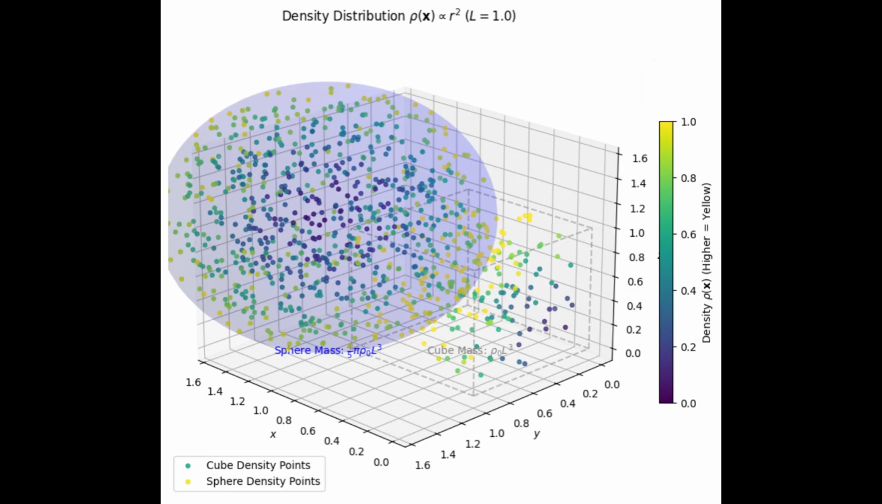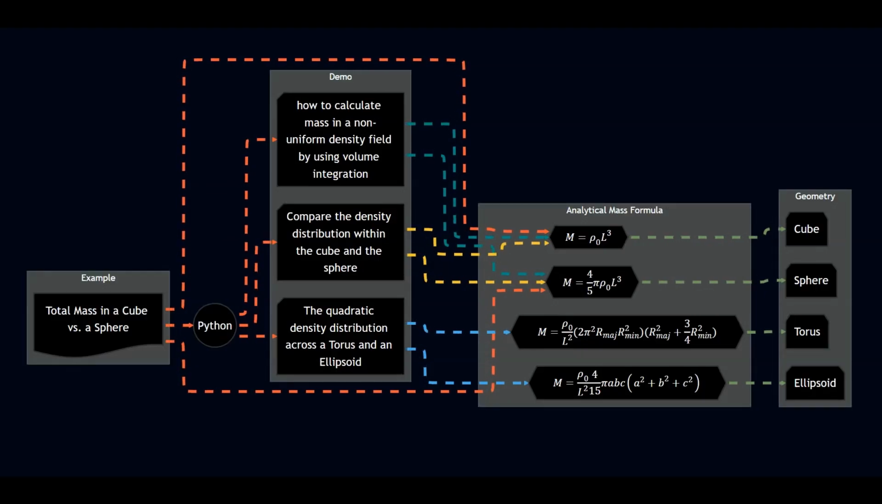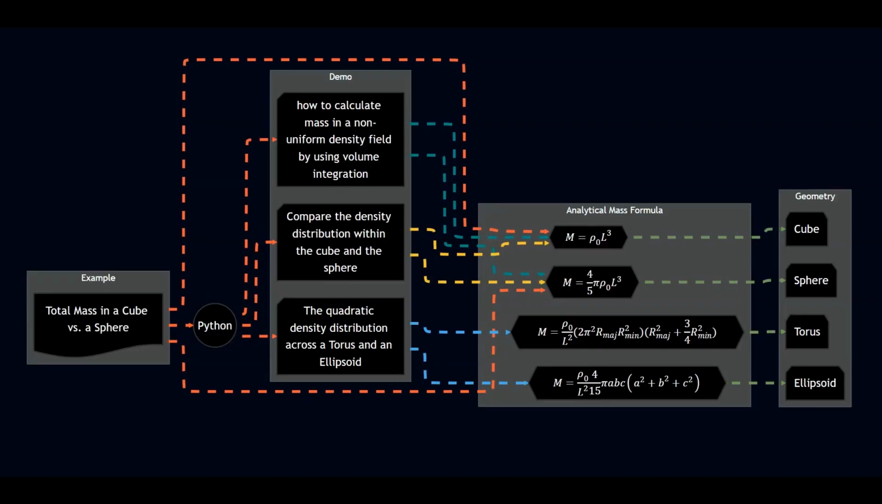Density glow. As the points move further out and the density increases, the colors transition into bright greens and yellows. In a side-by-side demonstration, you would see the cube glowing brightly at its furthest corners, while the sphere would appear to have a glowing yellow skin.